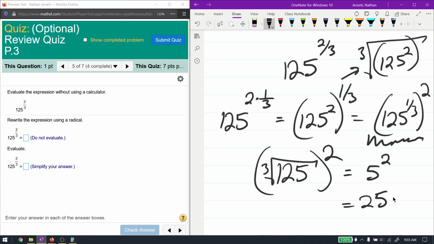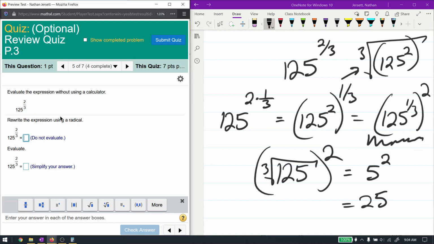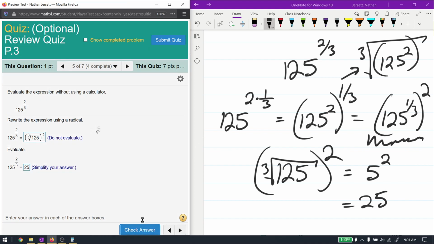This other method is 125 squared first, and I don't know what that is. That's a very large number. I'd have to use a calculator to do that. But this method is a lot easier, and they show that by having you write it as a radical first. So I can write the cube root of 125 and then square that whole thing. And I just found the full answer is 25. And that's correct.